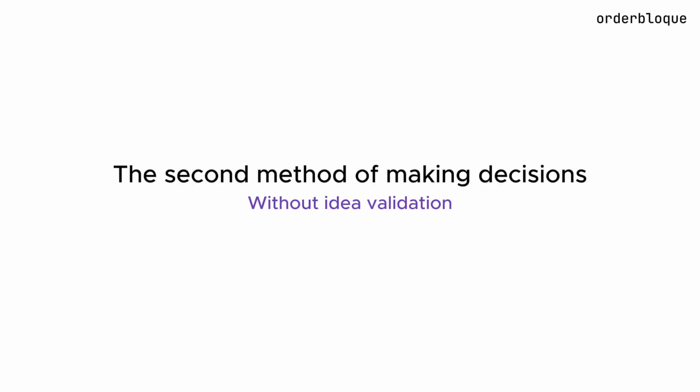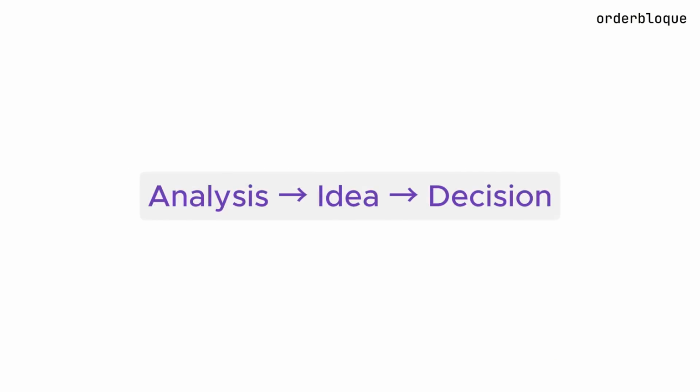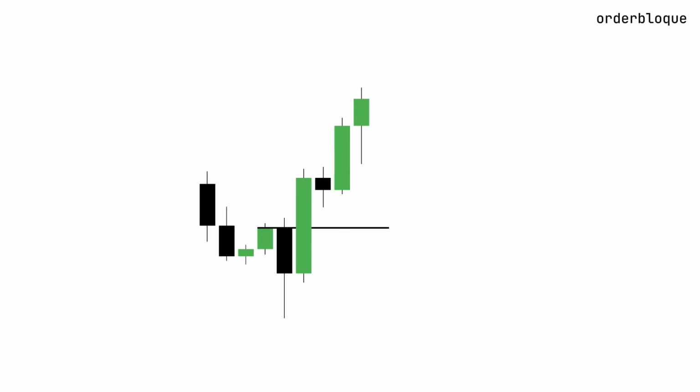Finally, we've reached the second decision-making principle, which doesn't involve idea validation. Let me remind you of the formula: analysis, idea, decision. The principle here is absolutely simple. For example, during analysis, we discovered a zone of interest on the daily time frame, and by all criteria, we believe it can reverse the price in the opposite direction after testing.